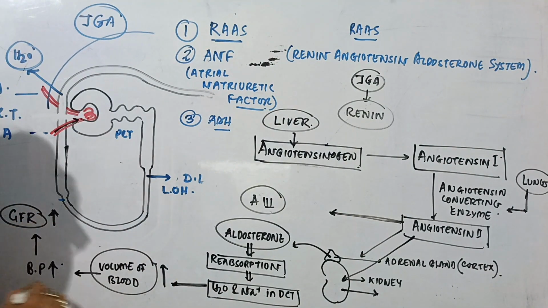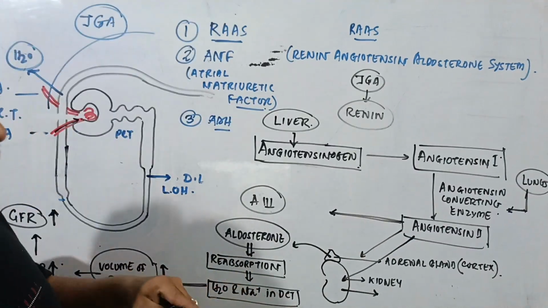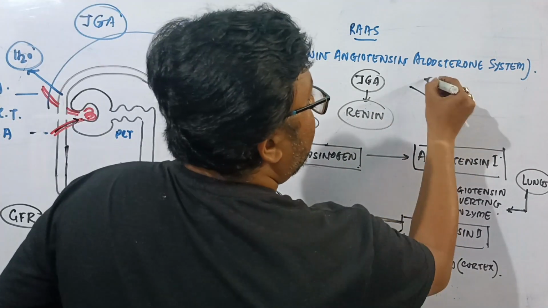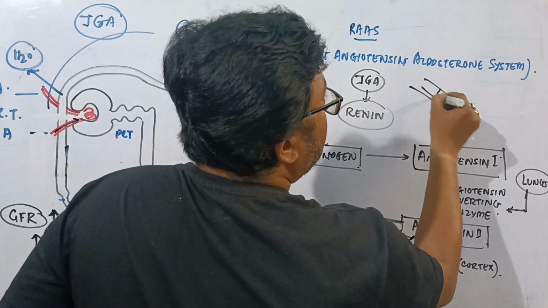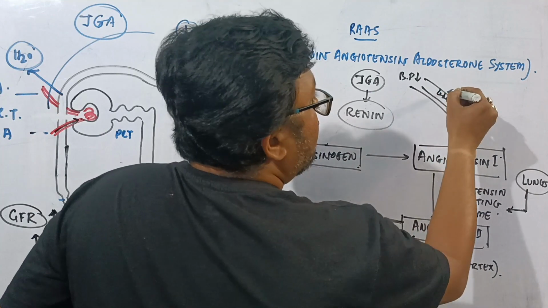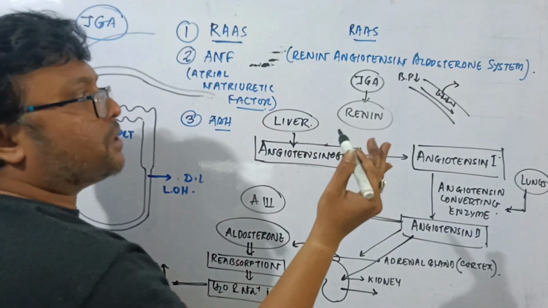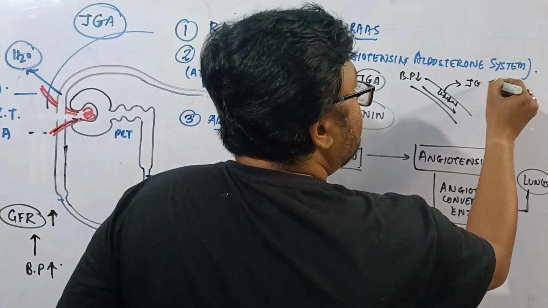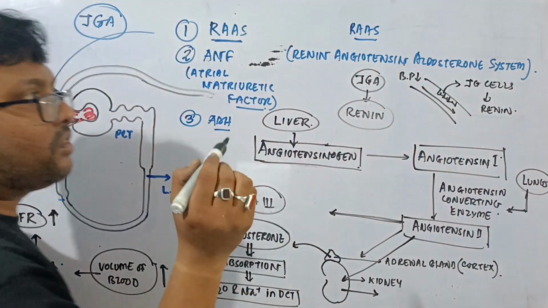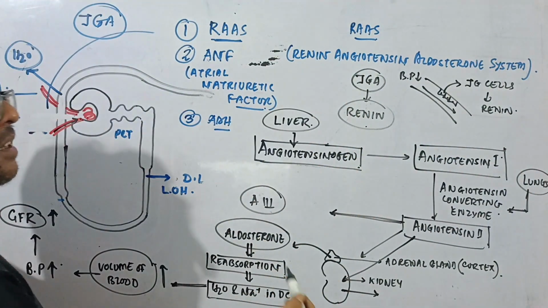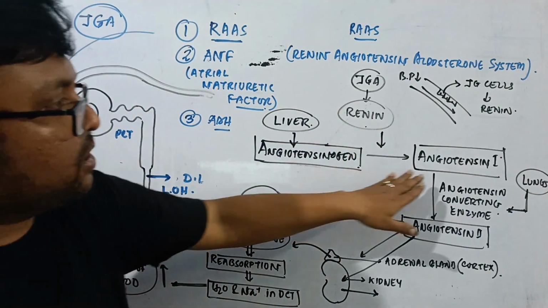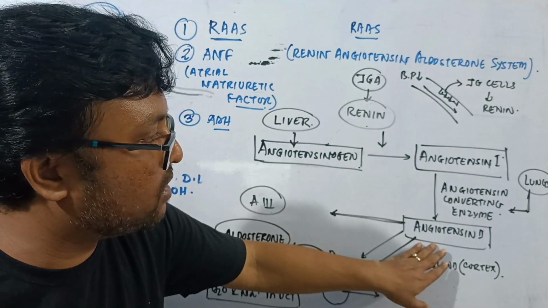So how it is generally regulated: the JGA, in the afferent arteriole, has JG cells. So when blood pressure generally decreases, this decrease in blood pressure stimulates the JG cells to secrete renin. And this renin converts angiotensinogen into angiotensin 1, which is converted to angiotensin 2.